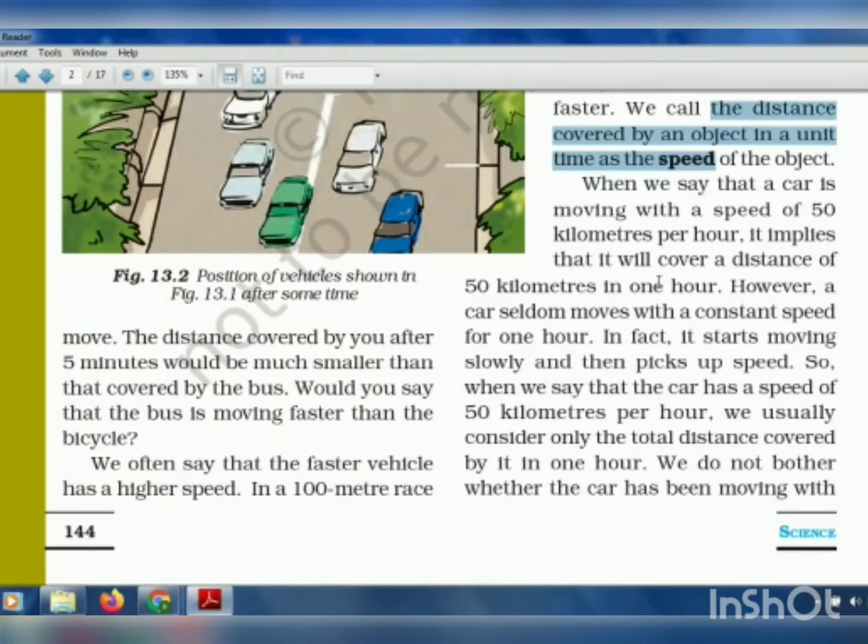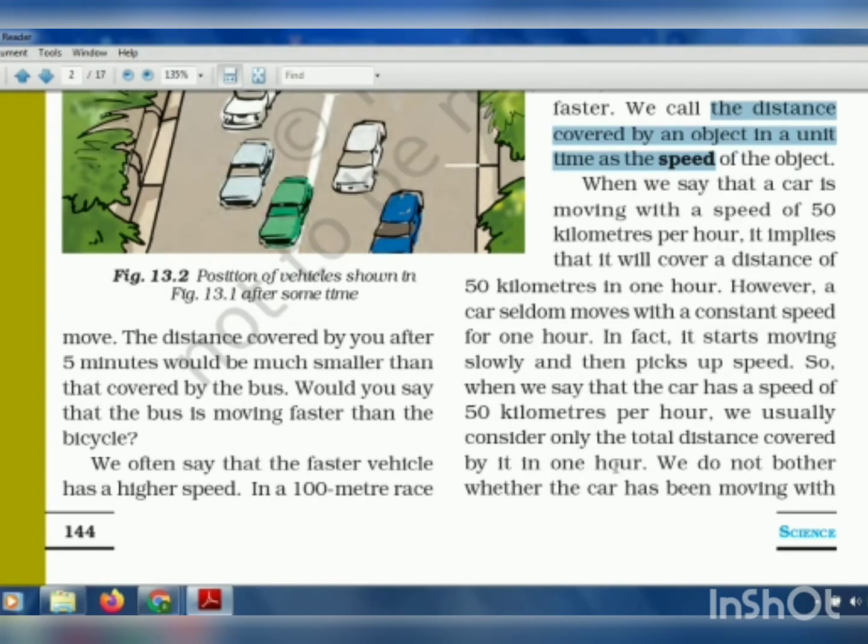However, a car does not move with a constant speed for 1 hour. Okay, so the car does not continuously move with a speed of 50. Sometimes it goes above 50 and sometimes it goes below 50 also. So when we say that the car has a speed of 50 kilometers per hour, we usually consider only the total distance covered by it in 1 hour.